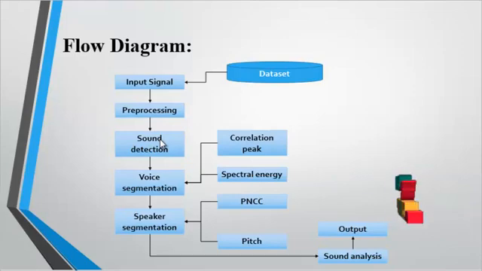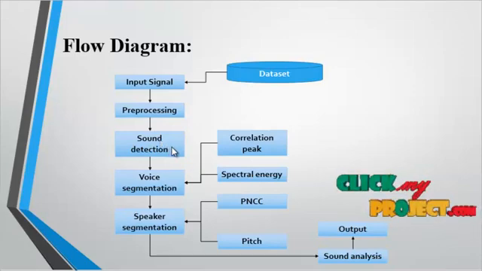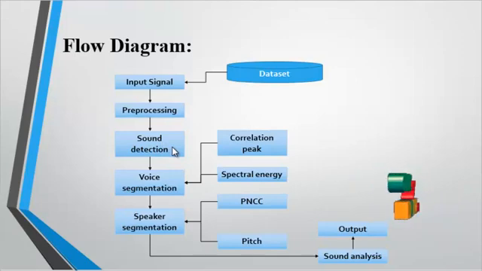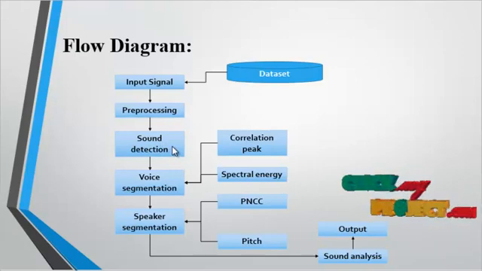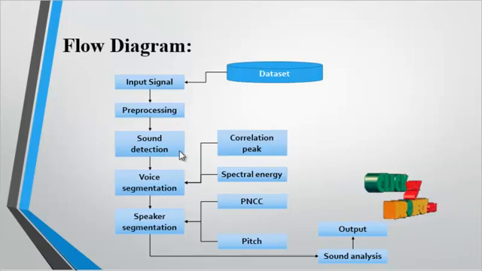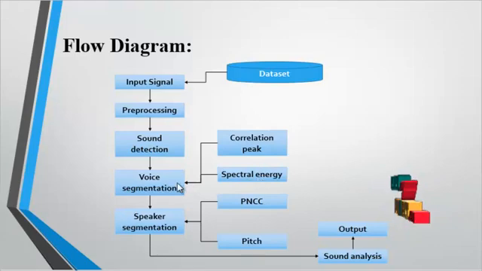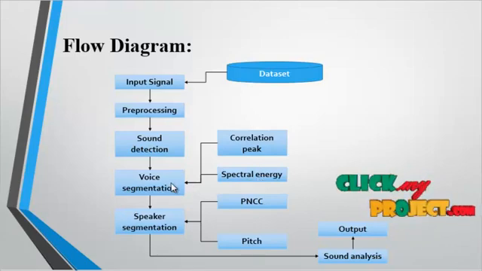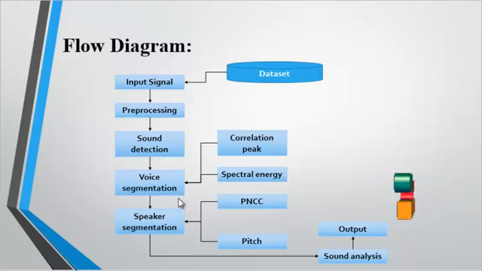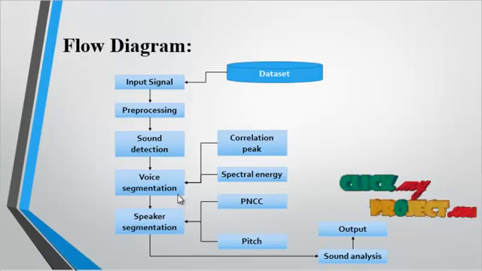Then we continue to the sound detection module. The sound detection is nothing but detecting whether the sound is an audio file or some other file. After the sound detection, the voice segmentation occurs. In this voice segmentation step, we have to consider two major things, that is correlation peak and spectral energy. By these two, we segment whether it is voice or not. After the segmentation, only the voice signal comes out from the segmentation process.